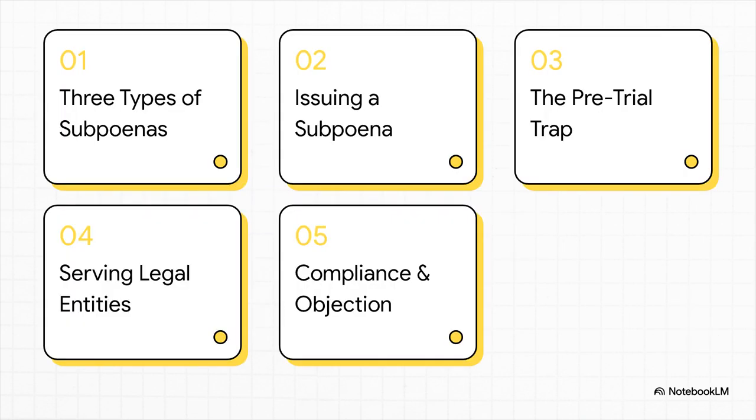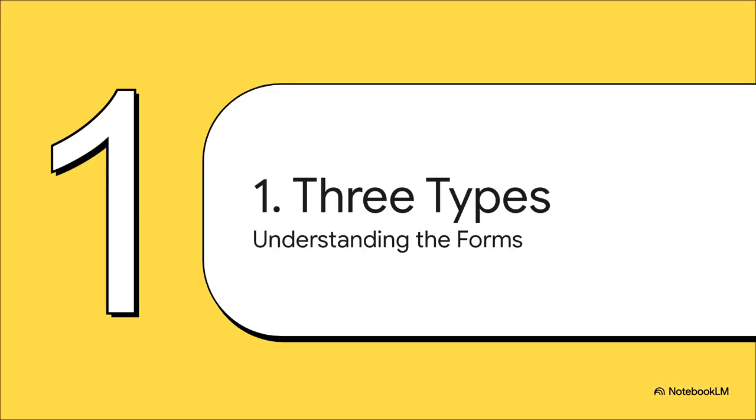Okay, so here's our game plan. We'll start with the 3 basic types of subpoenas you can use. Then we'll walk through the nuts and bolts of actually getting one issued under Rule 414. After that, we hit the big one, the pre-trial discovery trap. This is where so many people get it wrong. Then we'll cover the practical side of serving different kinds of entities, and finally, what happens in court with compliance and objections.